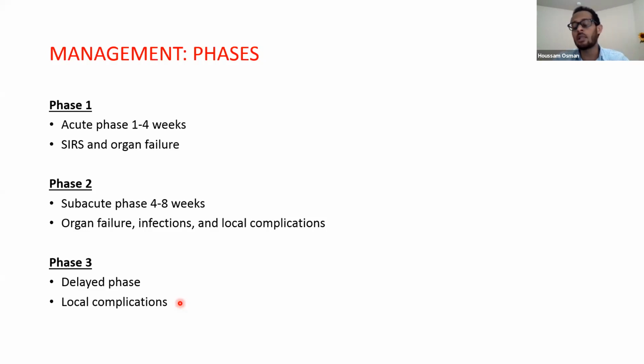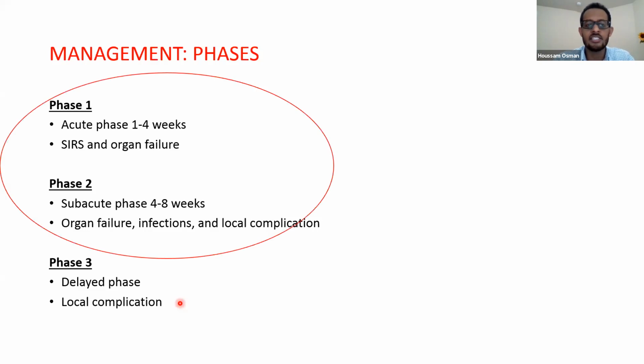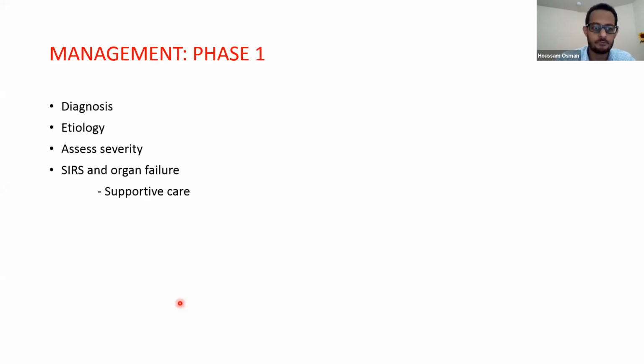Phase 3 is a delayed phase, a few months after that, and usually this is when they have structural damage within the pancreas. This is when they present with a symptomatic walled-off pancreatic necrosis, what people usually call a symptomatic pseudocyst, or when they have a disconnected duct syndrome or recurrent pancreatitis attacks because of structural damage. Today we're going to focus on phase 1 and phase 2. Phase 3, I think, belongs more to chronic pancreatitis management, but we can talk about it briefly if we have time at the end.